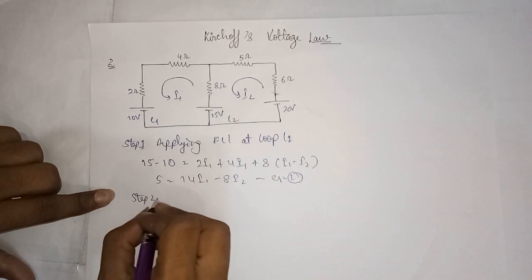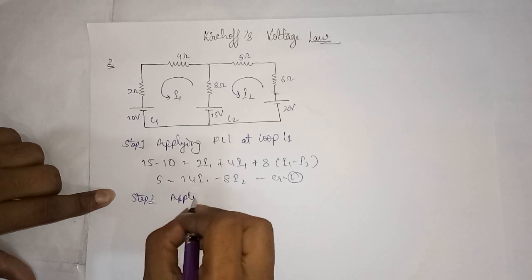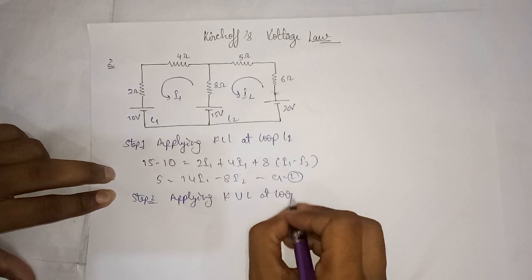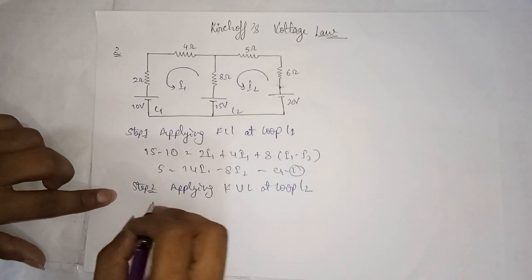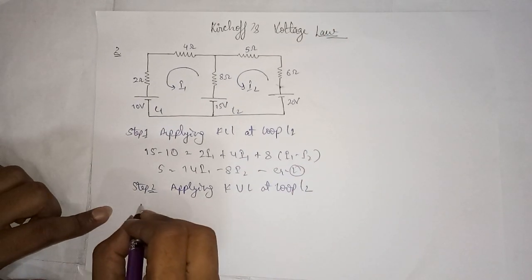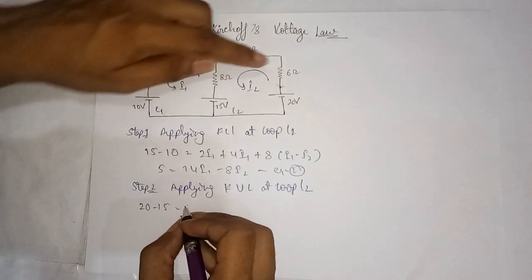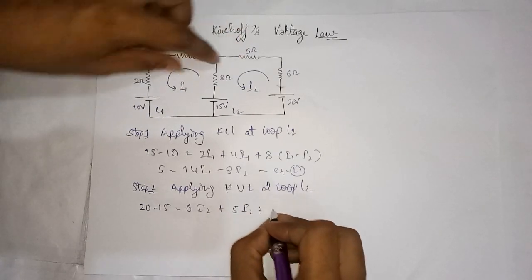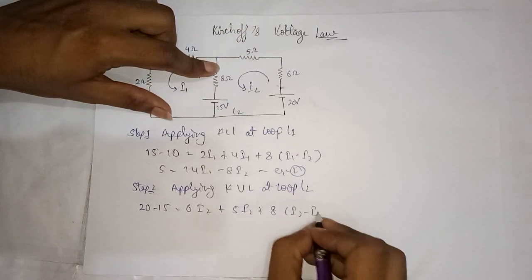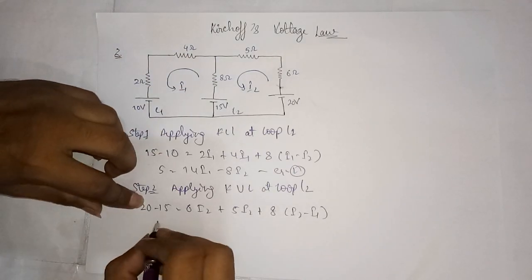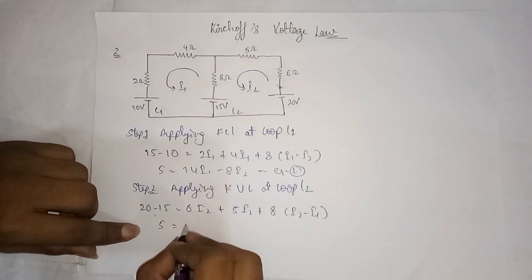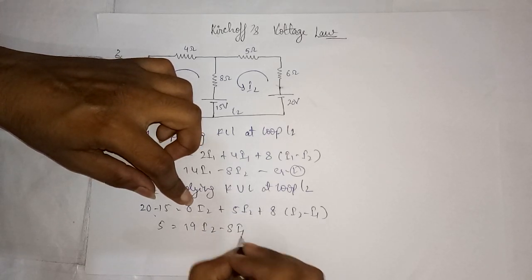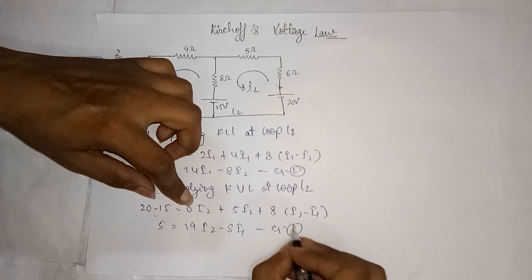Now step 2, applying KVL at loop L2, and we will get 20 minus 15 equal to 6I2 plus 5I2 and plus 8(I2 minus I1), and on solving this we will get 5 equal to 19I2 minus 8I1, and this is our equation number 2.